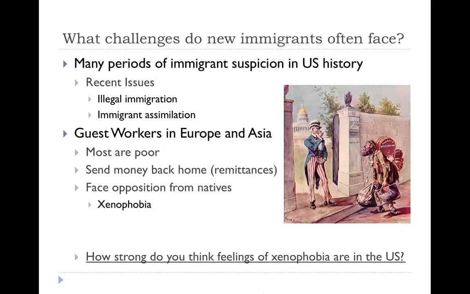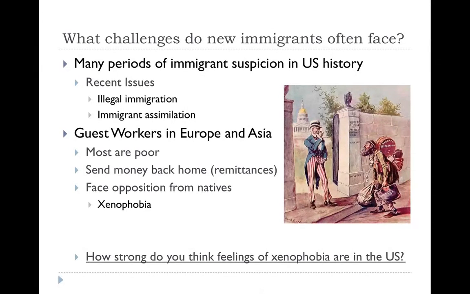We also can see that there are challenges to new immigrants today as well. If we look throughout history, there have been many periods of immigrant suspicion in the United States. We look at some of the recent issues like illegal immigration. We look at immigration assimilation, people being forced to assimilate or to become part of the culture of the United States versus keeping their own culture. And that's always been a sticking point. And that's always been an issue when we look at the United States. Today, we look at it more as people are more allowed to keep their own culture, right?